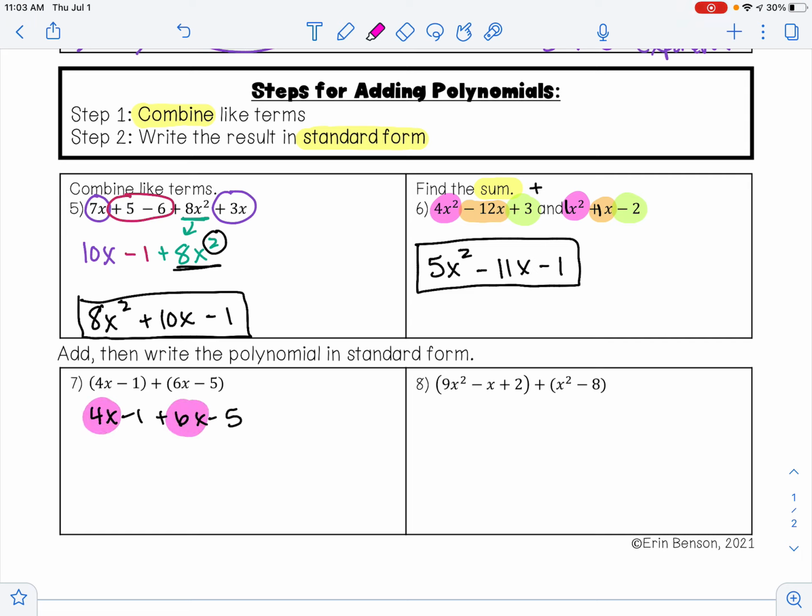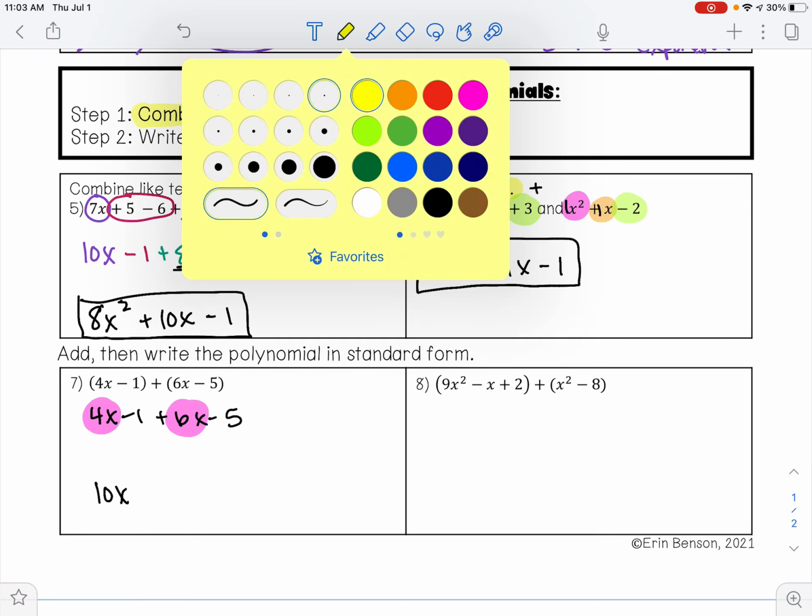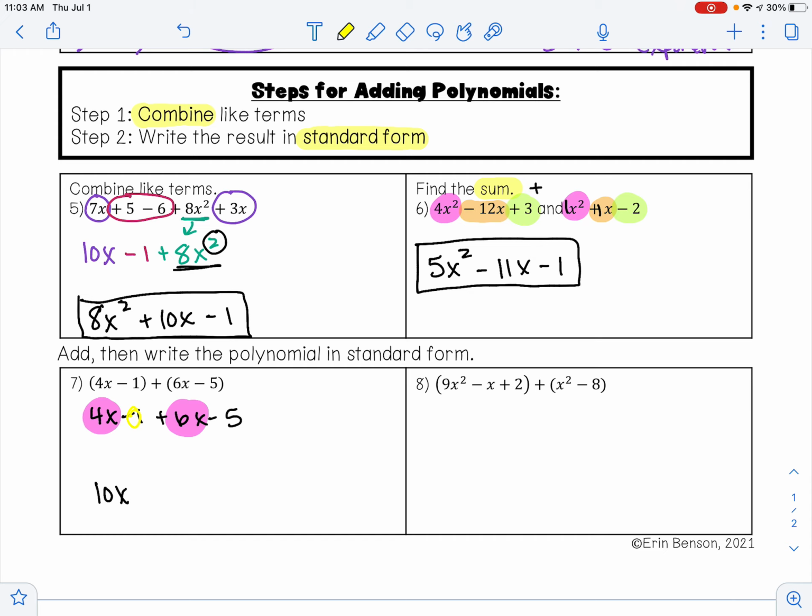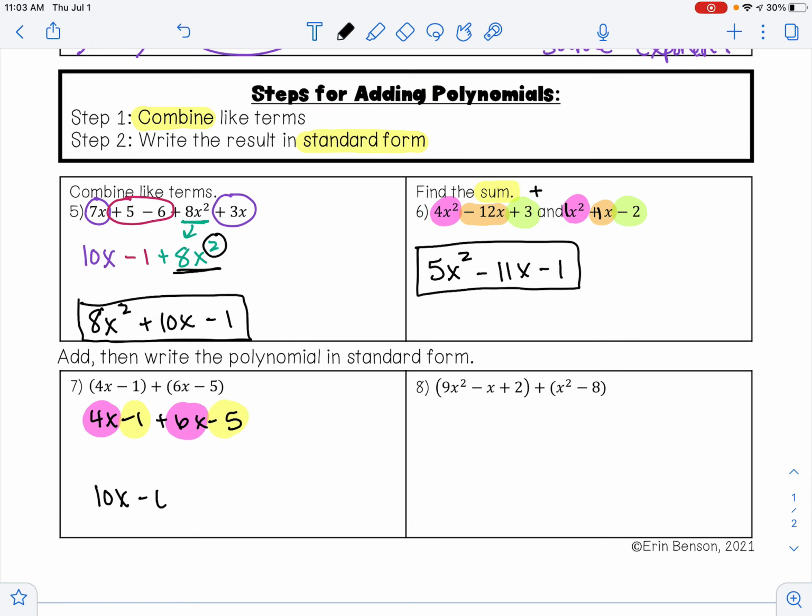4x has a like term with 6x. 4x plus 6x is 10x. Negative 1 has a like term with negative 5. Negative 1 minus 5 is negative 6. So my answer in standard form is 10x minus 6.